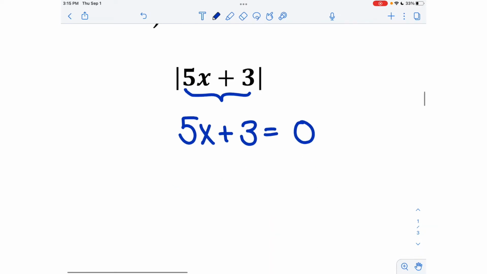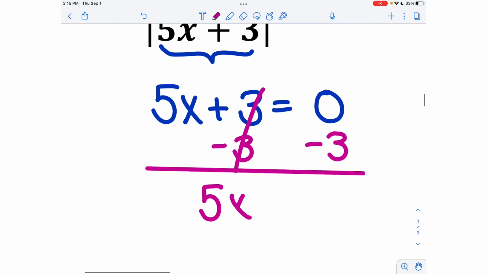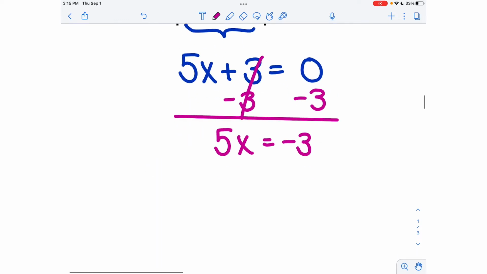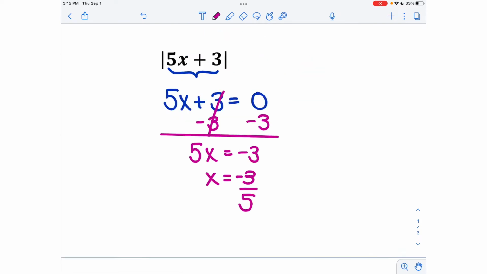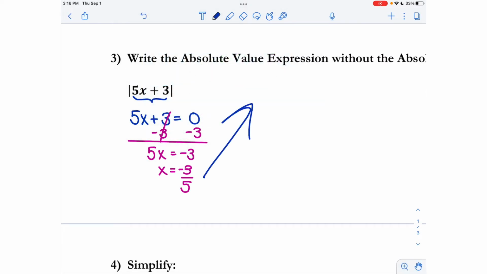This will tell me that breaking point where it goes from negatives to positives or positives to negatives. So I'm going to solve for x, subtract over the 3, divide the 5. All right, so now let's think of it this way.